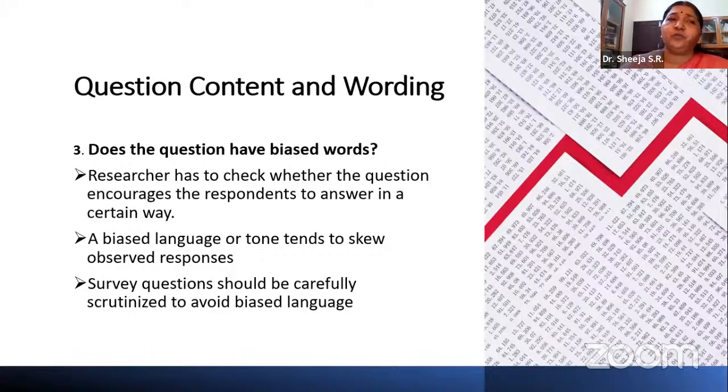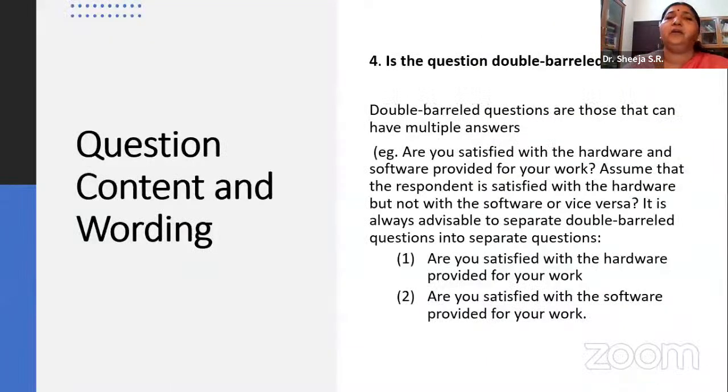And you have to verify whether the question has any biased word. The researcher has to check whether the question encourages the respondents to answer in a particular way. So biased language should be avoided. You should not show any personal bias while framing the questionnaire. Survey questions should be carefully scrutinized to avoid biased language.